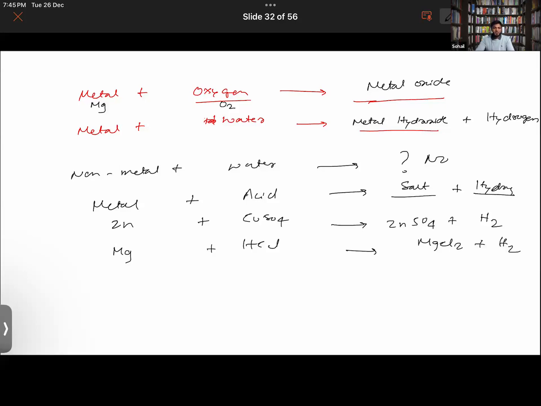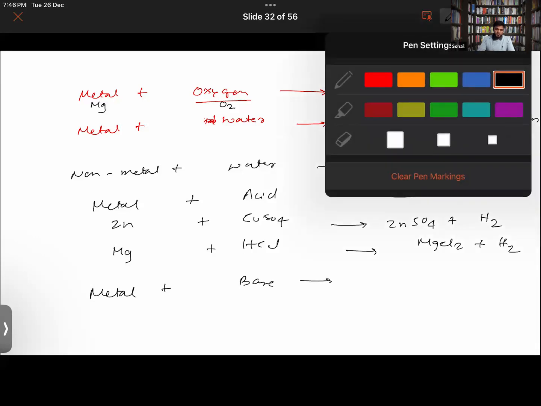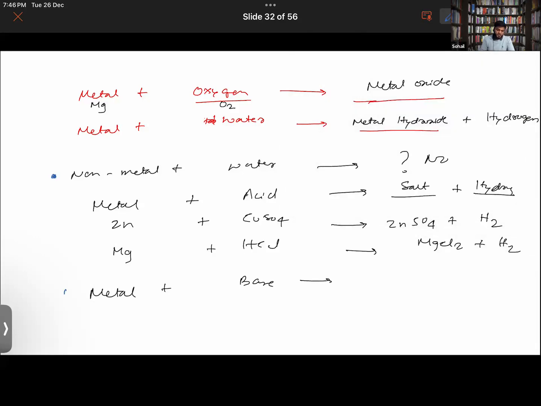Now moving ahead, do tell me how the reaction with bases was happening. Were the metals reacting with bases? Yes, sir. So there what were we obtaining? Again, we were obtaining salts and hydrogen. Salt plus hydrogen, right? So whether metals react with acids or bases, salt and hydrogen is formed, right?